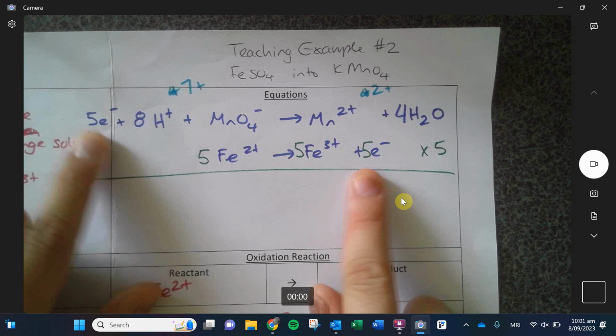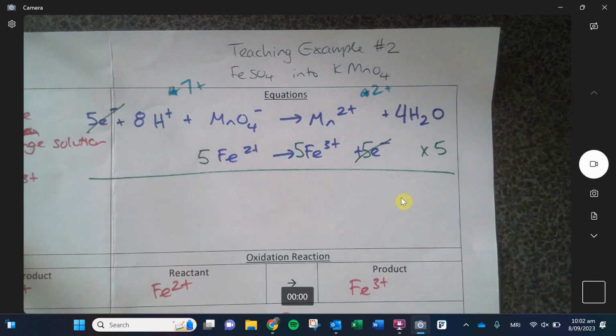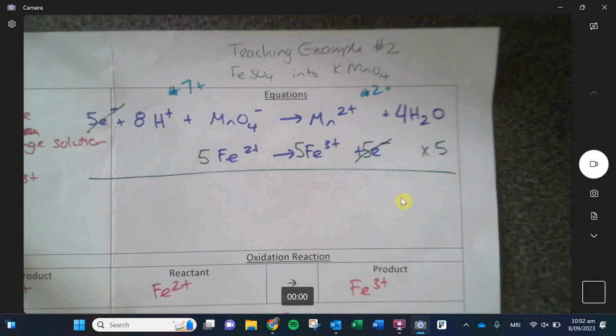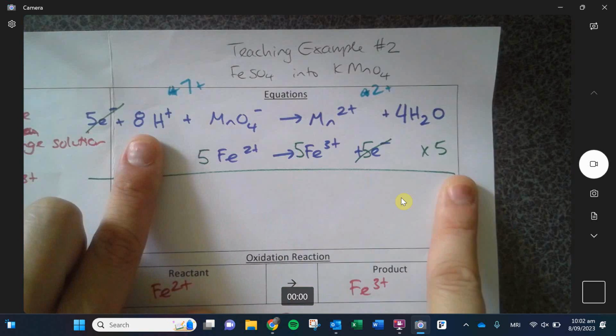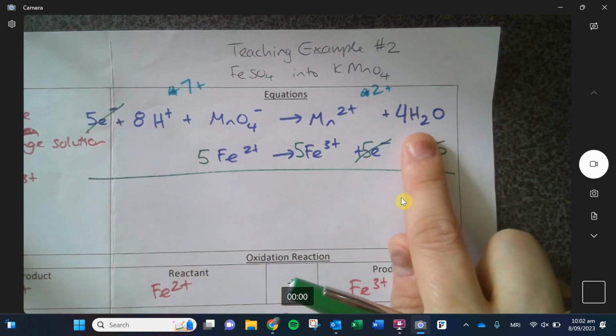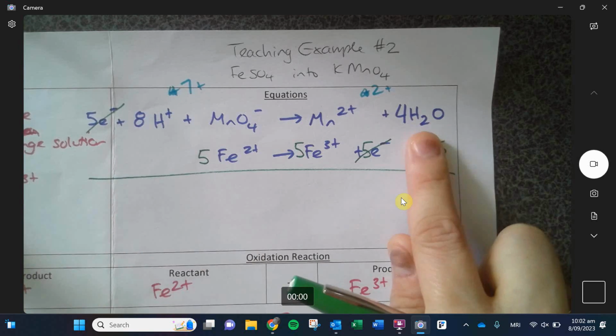Now I check. My electron numbers match, so those two can cancel out. The other thing I can now check to see if it cancels out are the hydrogens and the waters, because if I have two equations that are a little bit more complex, I can cancel them out if they're on opposite sides. So hydrogen ions on the left, none on the right, so those 8 stay there. Water molecules on the right, no molecules of water on the left, so those stay there as well.